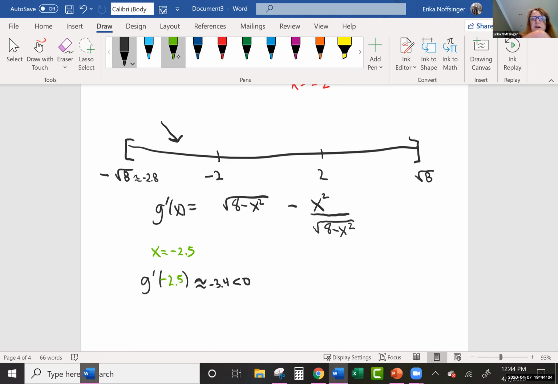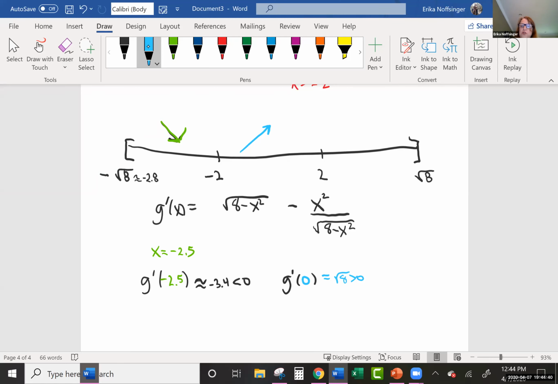So choose a number on the right of negative 2, between negative 2 and 2. So 0 falls there. Well, if I have 0 squared, that's 0. And so g prime of 0, and this will be minus 0. So this is going to be a positive number. It's going to equal the square root of 8. So it is increasing on this interval.